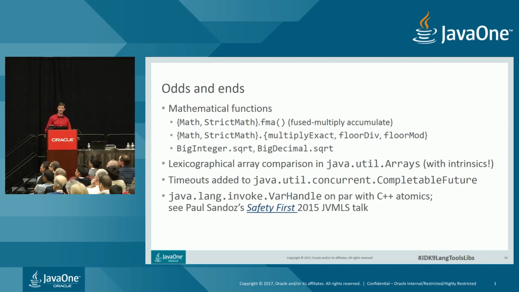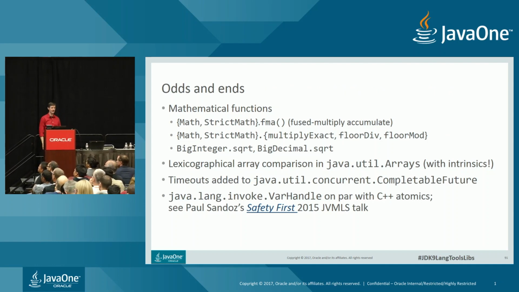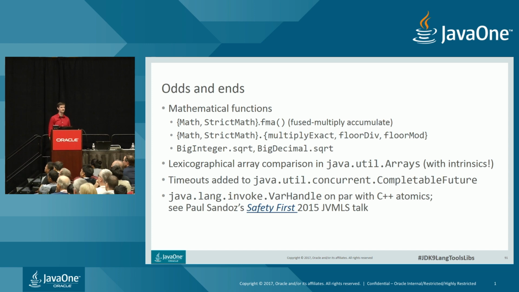I am interested in math, so we've had the fused multiply-add method added to the platform. This is a hardware instruction that's becoming more and more common. It allows you to do two floating point operations with only one rounding error, and it's good for some numerical tricks. And this, again, has hardware support on many platforms, so we have intrinsics for those. Also, there are some array comparisons for things like graphic arrays. Those have also been intrinsified.